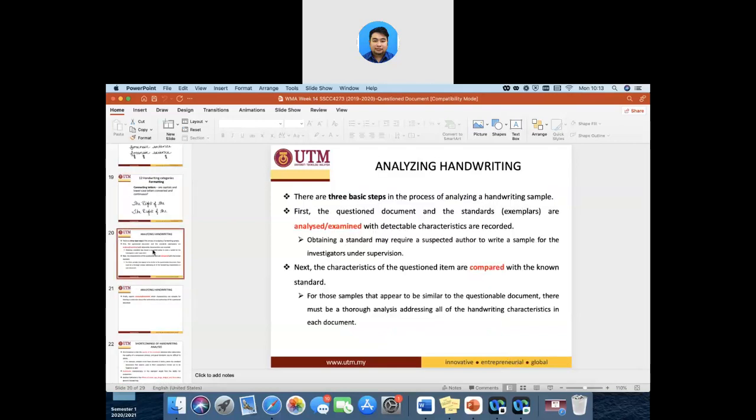So there are three basic steps whenever you are analyzing a handwriting sample. Firstly, the questioned documents, we need to be able to get the standard, which is the exemplar. The standard is always examined with detectable characteristics. So that's why whenever you are creating a sentence, you need to ensure that you can detect all of these characteristics. There must be T, there must be I, long letters, short letters, long and short words. So the letter E, the letter F, all of this you can ensure that you will be able to see whether it is complete or not complete.